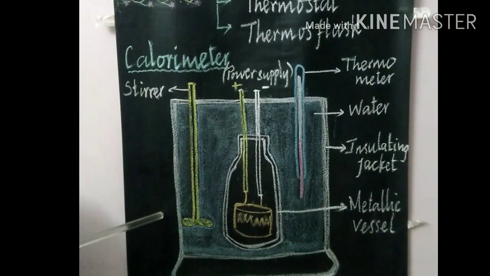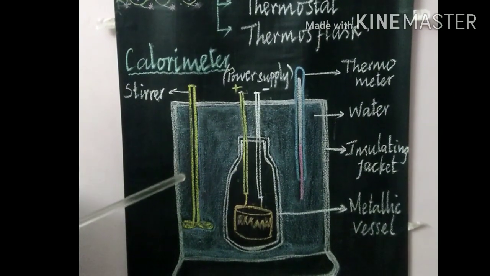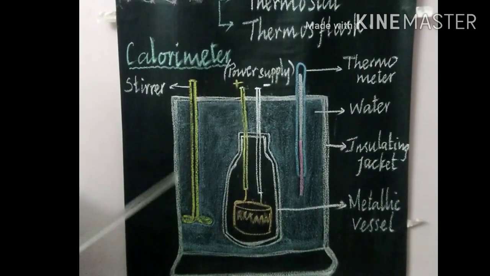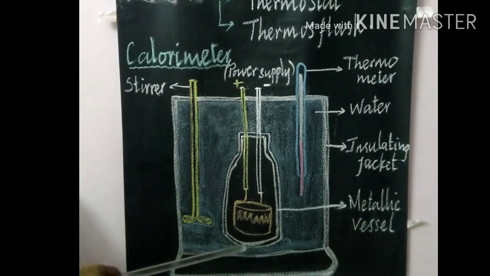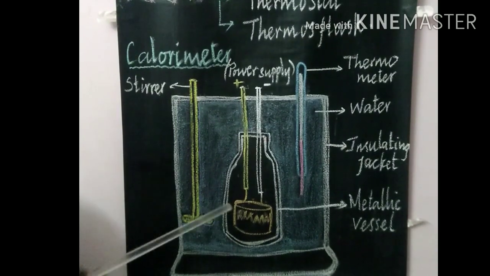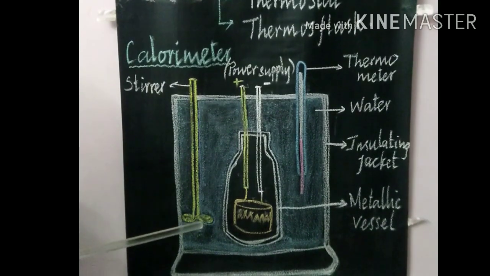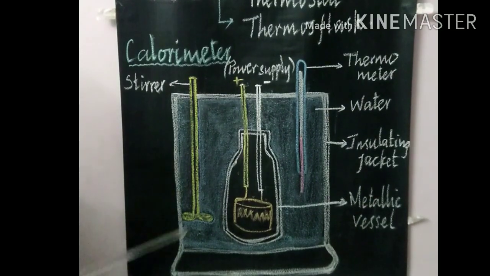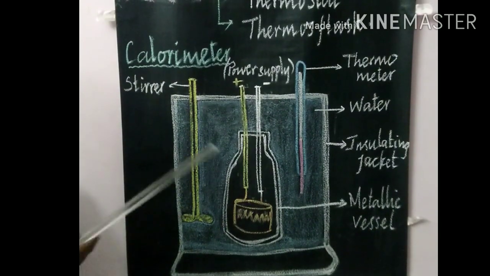First one, calorimeter. You can see the apparatus here. It is a device used to measure the amount of heat gained or lost by a substance. It consists of a vessel. See the vessel here? This vessel is made up of metal like aluminium or copper. Why are aluminium and copper used here? Because those metals are good conductors of heat. That's why the vessel is made of metals like aluminium or copper.